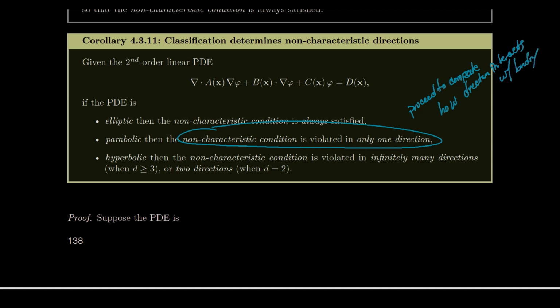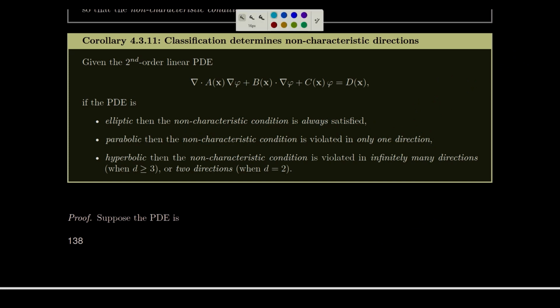Because there are some cases where, in fact, the boundary may be perfectly aligned with the non-characteristic direction, in which case you're actually okay, because everything away from the boundary is still good, but otherwise you do have some spaces of maybe non-existence or non-uniqueness. And then finally, we're hyperbolic.